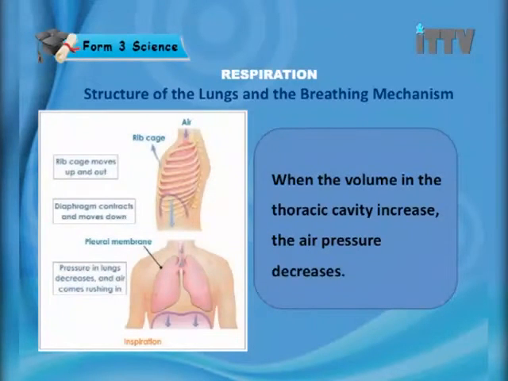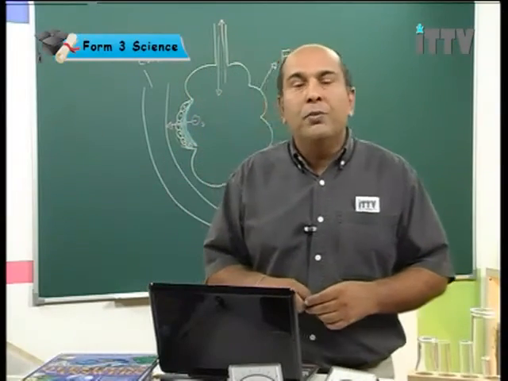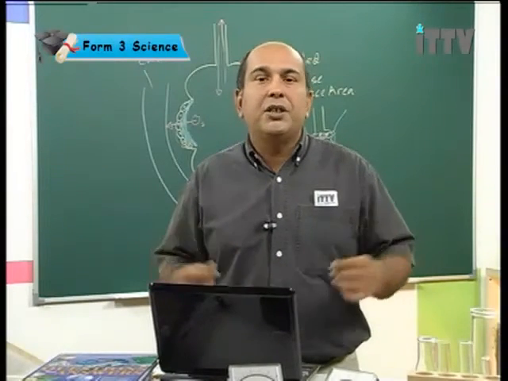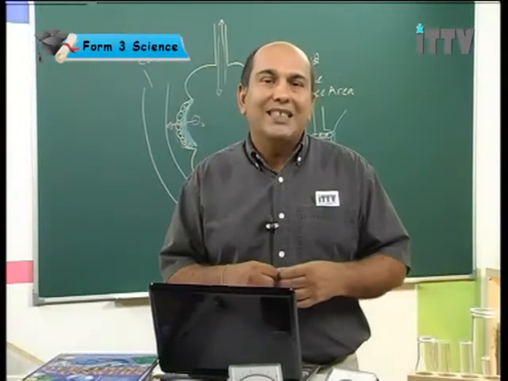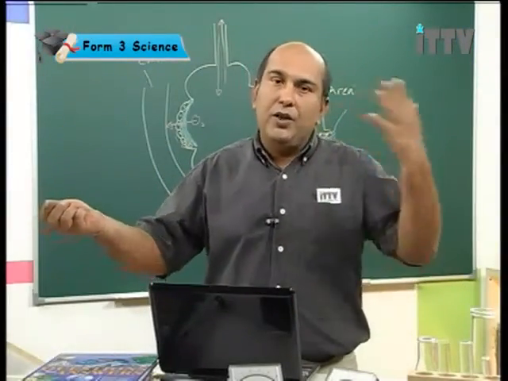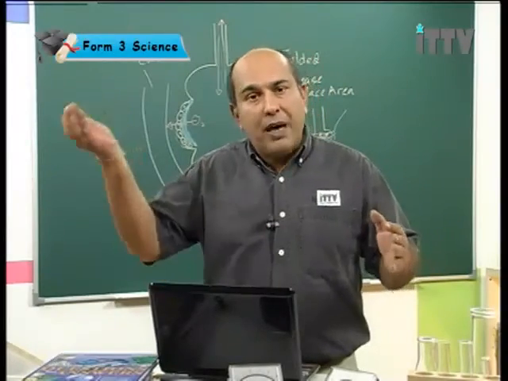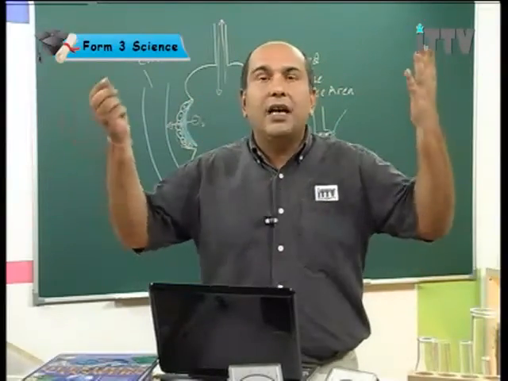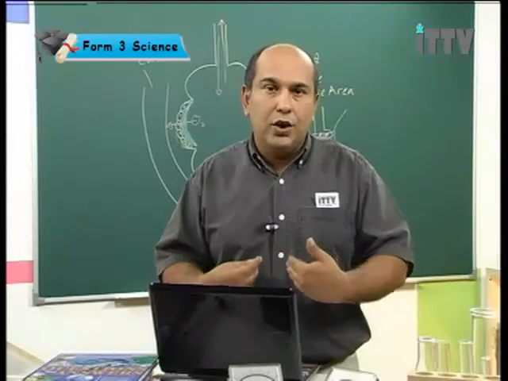When the volume in the thoracic cavity increases, the air pressure decreases. You must remember that the relationship between volume and pressure is opposite, meaning that if the volume increases, the pressure must do the opposite, which is decrease. The air pressure outside the thoracic cavity is greater than the pressure inside. Now, when you have a pressure difference, high pressure and low pressure, air must move from high pressure to low pressure. So the situation now is the air outside is high pressure, the air inside is low pressure.